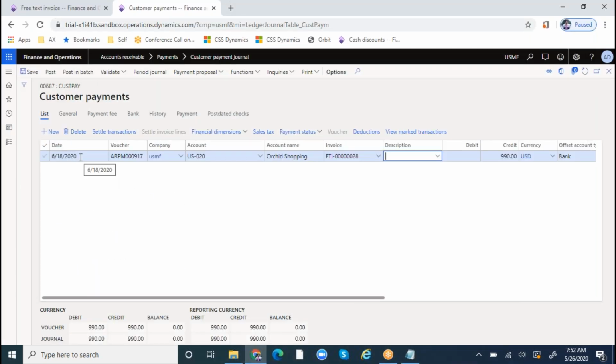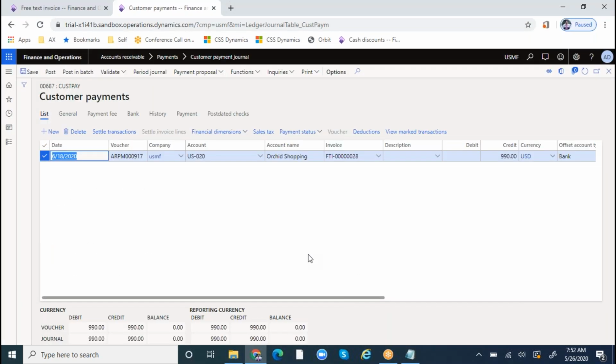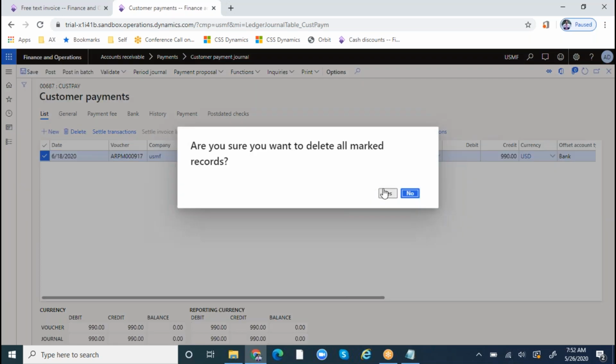So invoice date versus payment date. Invoice date versus payment date. If you are mapping properly, if your customer is paying within 10 days as per the discount terms, it will be provided. Clear or any doubt here? Is it clear for everyone? Yes, that's clear. Okay, fine.